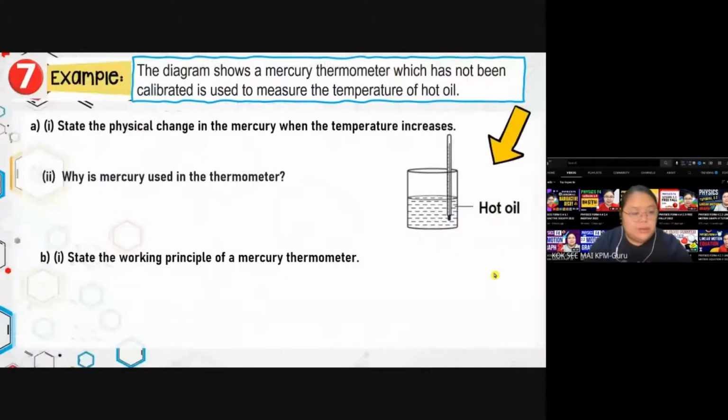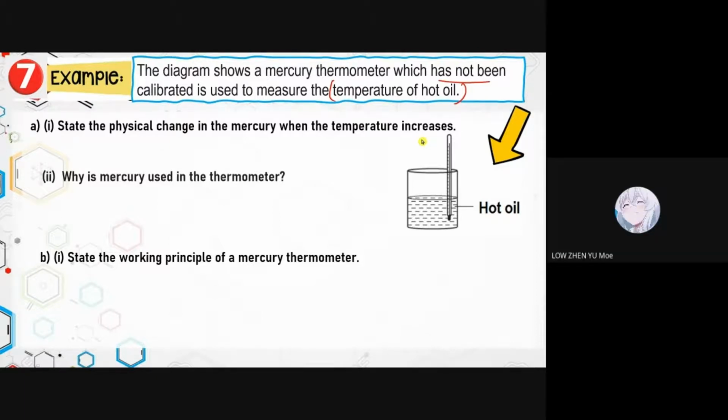Okay, so from here you can see the question. I think that's your example 5. From here they show that the mercury thermometer has not been calibrated. After that they want to measure the temperature of the hot oil. State the physical change in the mercury when the temperature increases. You tell me what change. When you put it inside the hot oil, it keeps increasing. Actually, what changes? Chen Yu, what changes?